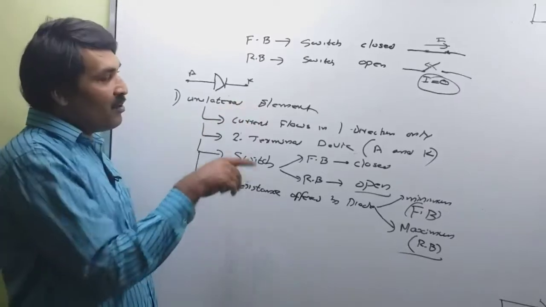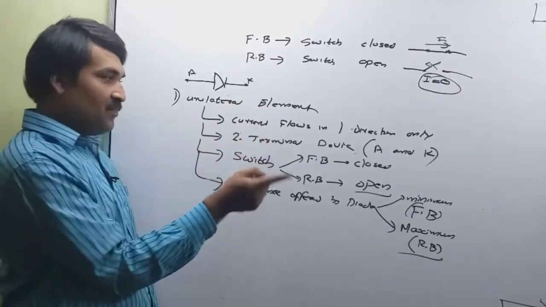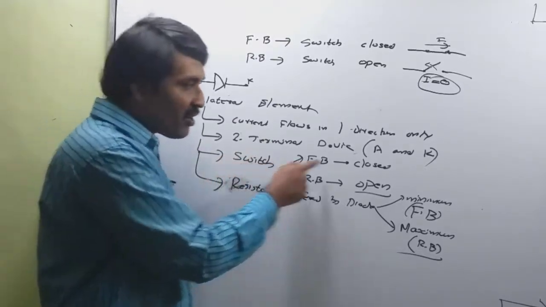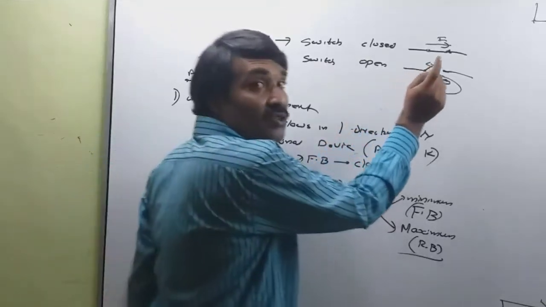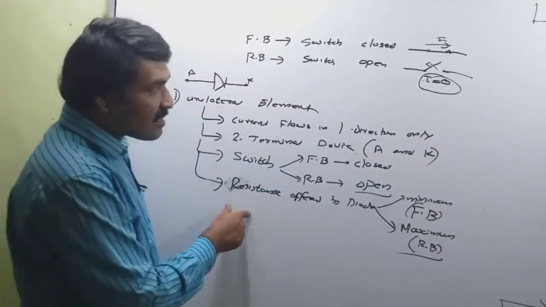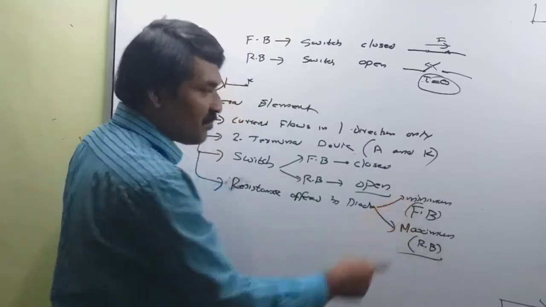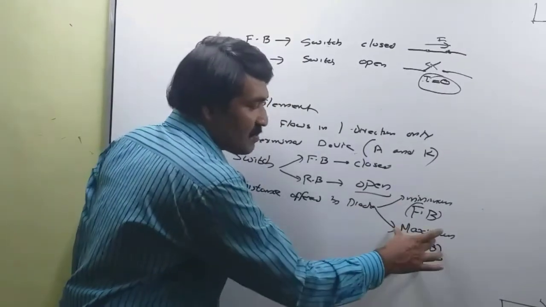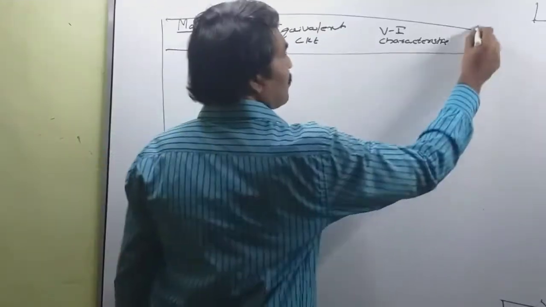Properties of a diode: it is a unilateral element with just two terminals. It acts as a switch: under forward bias condition, the switch is closed, and under reverse bias condition, the switch is open. The resistance offered by the diode under forward bias condition is minimum, and under reverse bias condition is maximum. Open, and current flow is 0.